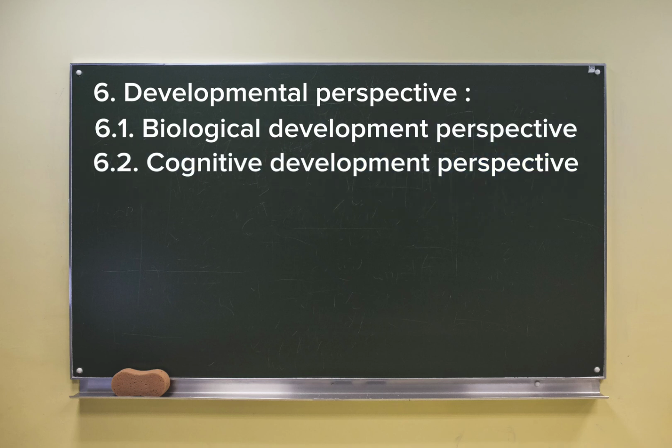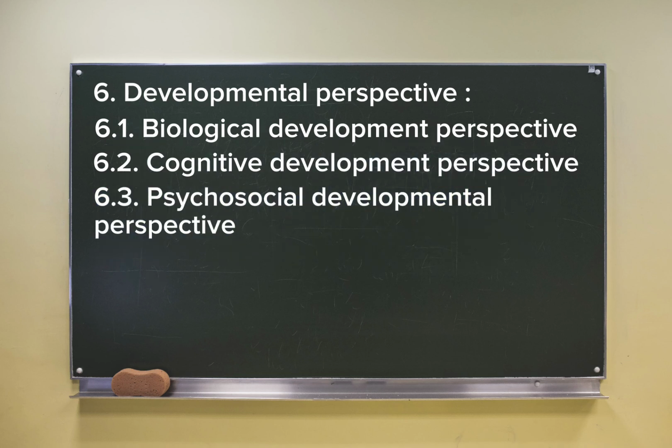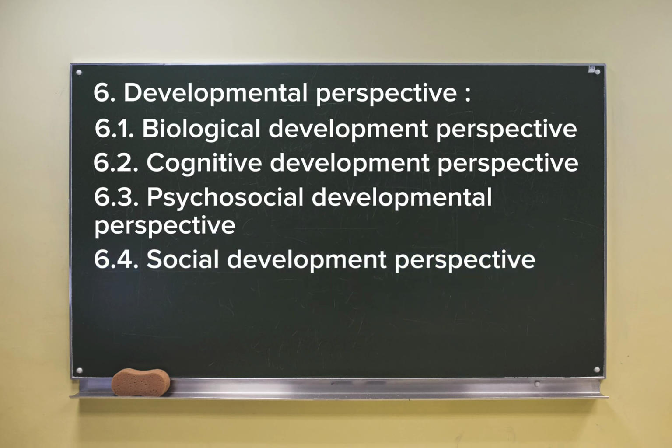2. Cognitive development perspective. Focuses on the development of cognitive aspects, such as understanding, thought, and thought processes. The well-known theory of cognitive development is Piaget's theory, which describes the stages of intellectual development of children. 3. Psychosocial developmental perspective. Proposed by Erik Erikson, this approach involves the interaction between psychological and social aspects of development. This theory identifies a series of psychosocial conflicts that arise throughout life, and how individuals resolve these conflicts can affect their development.